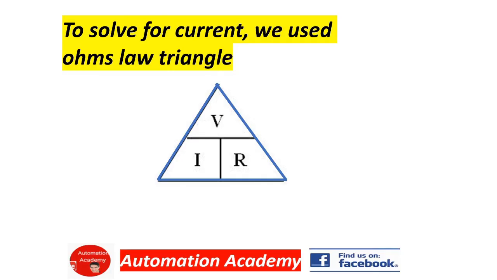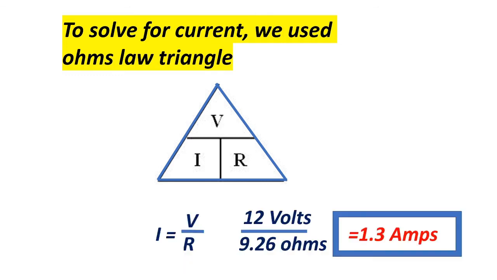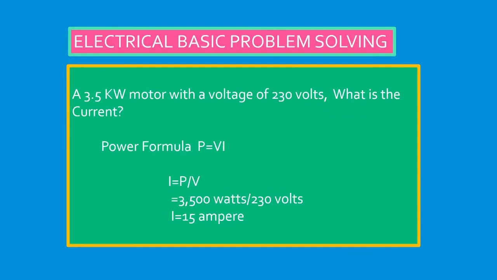To solve the current, we use the Ohm's law triangle. I equals V over R. Our voltage is 12 volts. Our total resistance in parallel is 9.26 ohms. And the answer is 1.3 amperes. These are the applications of the formulas that we discussed previously.